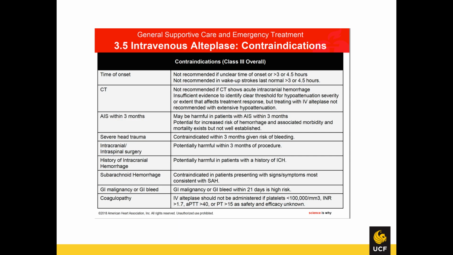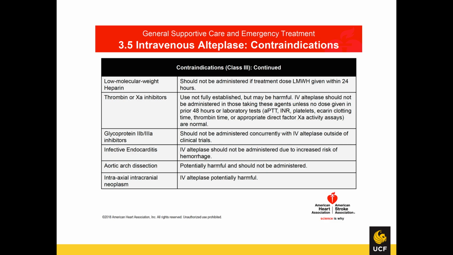Coagulopathy, I would know this. IV alteplase should not be administered if the platelet count is less than 100,000, the INR is greater than 1.7, the PTT greater than 40, or the PT greater than 15. All right, those are all very important parameters that you need to know, not only for your exam, but for safe treatment of your patients.